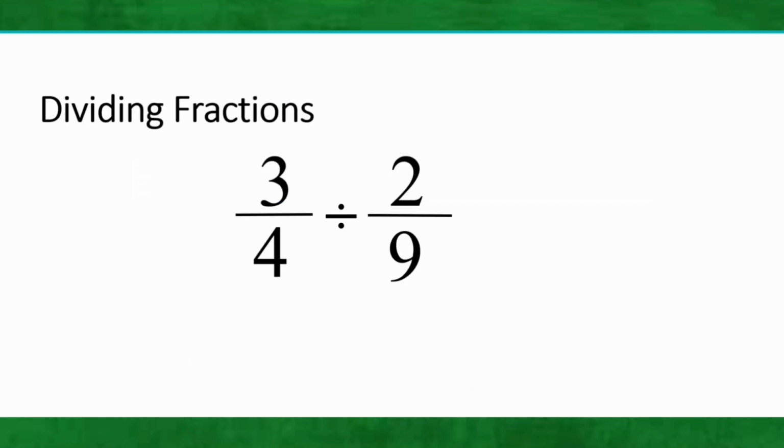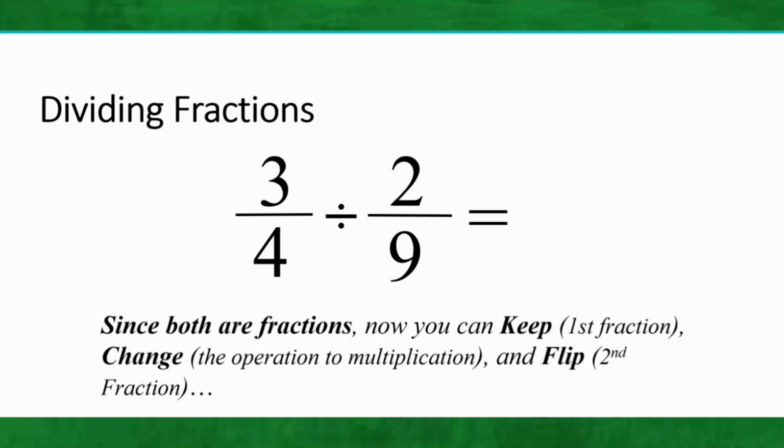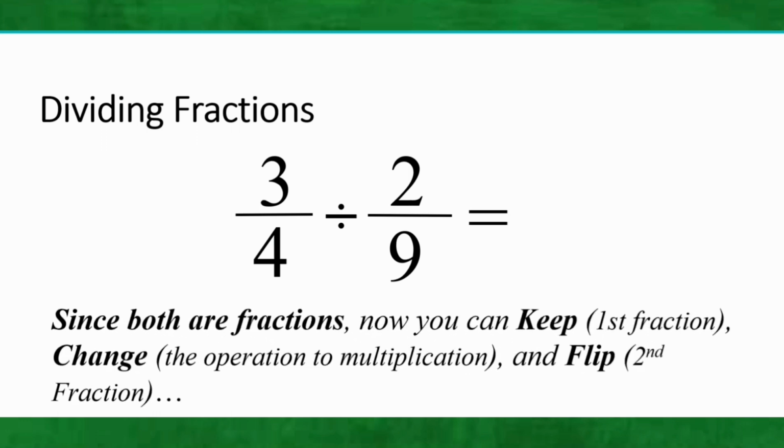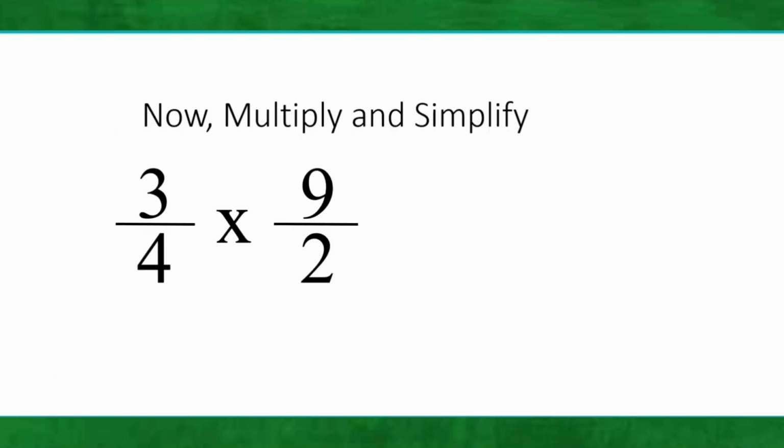Let's have another example. 3/4 divided by 2 over 9. Since both are fractions, now you can keep the first fraction, change the operation to multiplication, and flip the second fraction. We have 3 over 4 times 9 over 2. Then, multiply the numerators and multiply the denominators. So we have 3 times 9 is equal to 27 and 4 times 2 is equal to 8.